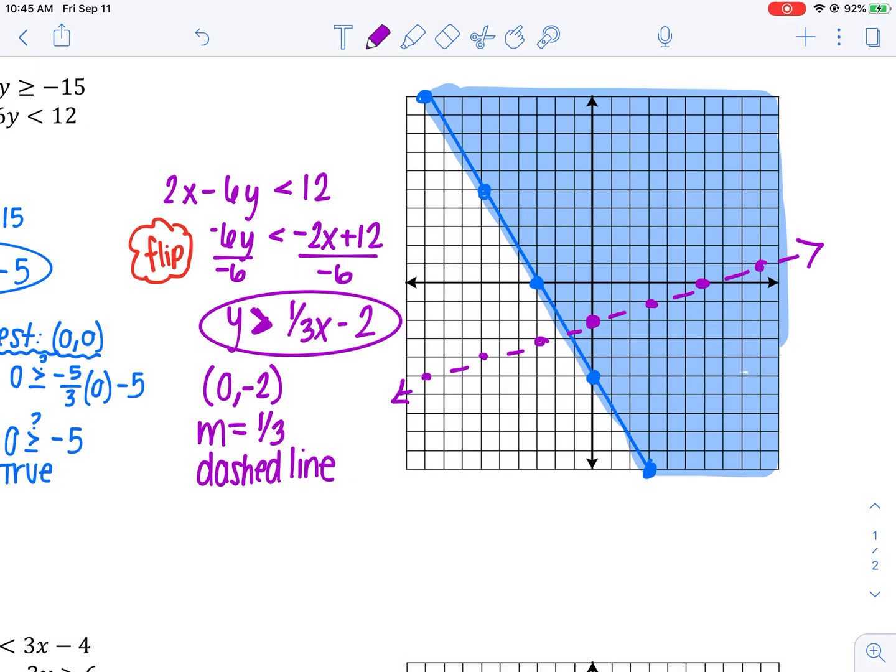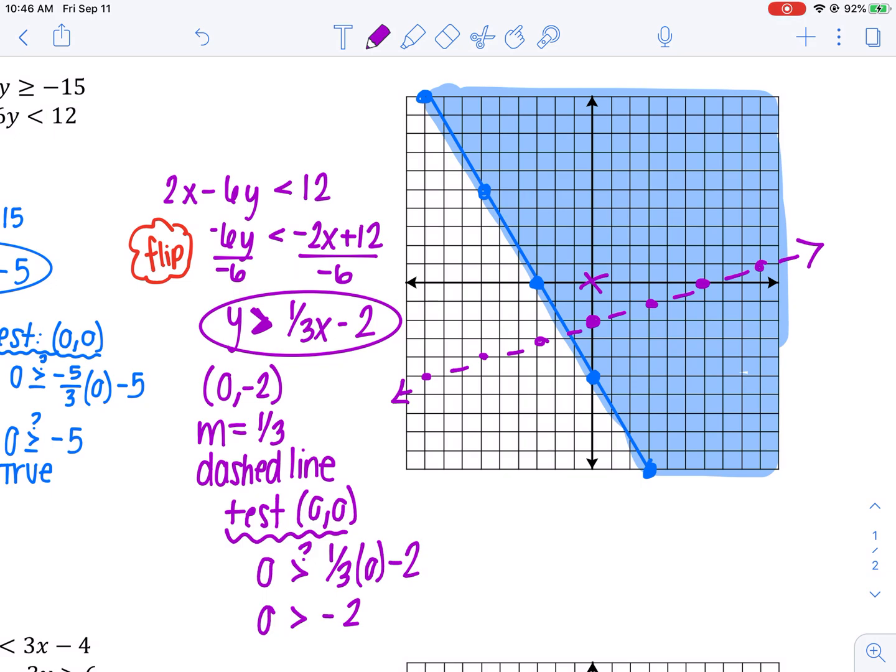And now I need to figure out where to shade. Ignore the blue, pretend it's not there. I'm going to test the point 0, 0 again, because it's clearly above my purple line. I'm going to plug it into that inequality, and I'm asking myself, is it a true or false statement? Is 0 bigger than -2? Yes, it is. Another true statement, which means I'm going to shade where that was on my graph.